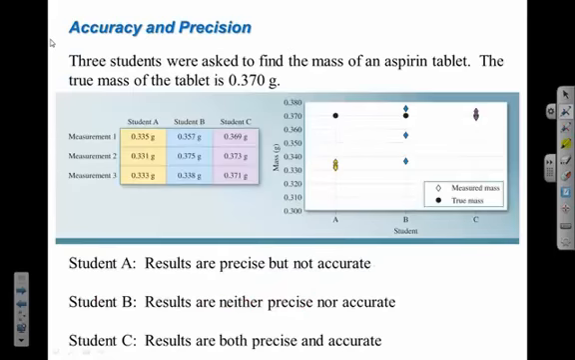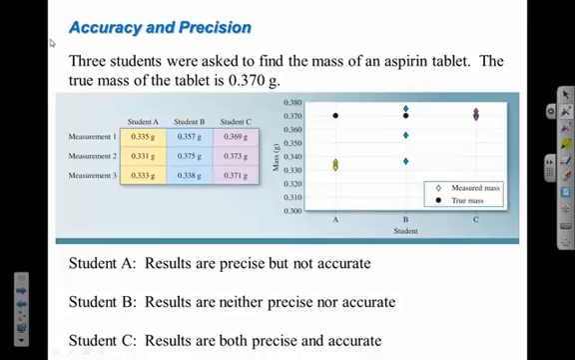Same example here, except here it's a little bit more of a scientific example. Here I'm measuring the mass of an aspirin tablet. If I know what the mass should be, then I look at my students measuring the mass, I can determine how accurate their measurements are. When you're comparing accuracy, you should be comparing your average value, if you made multiple measurements, your average of those measurements with the true value to determine how accurate it is.